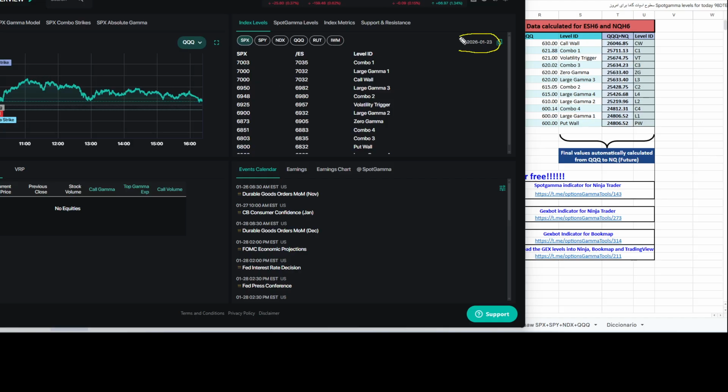This information is extracted for the actual day. The information that I upload in the spreadsheet must be updated every morning.